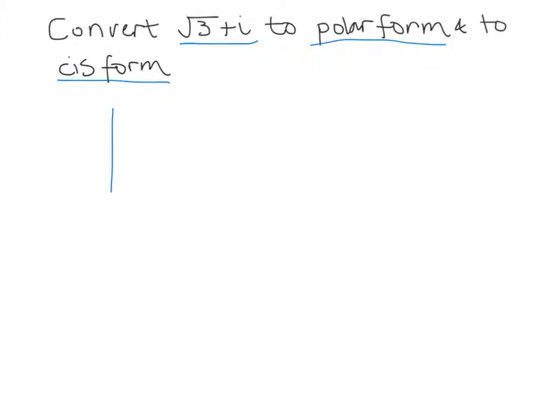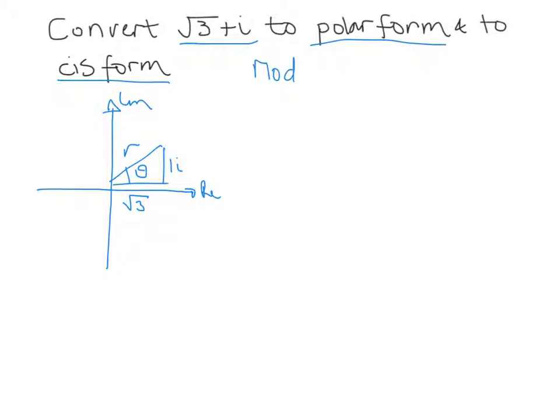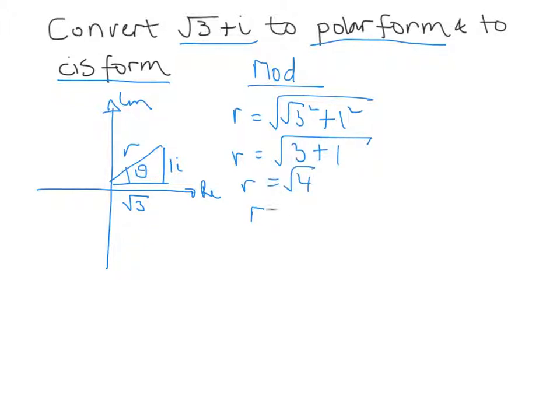So if we were to plot root 3 plus i, the real axis is there, imaginary axis there, root 3 across, 1 up. Now let's see, we'd have to find the modulus and the argument. The modulus would be the square root of root 3 squared plus 1 squared, which would be 3 plus 1. 3 plus 1 is 4, so the square root of 4 is 2. So the modulus from the origin out to our point here is 2.